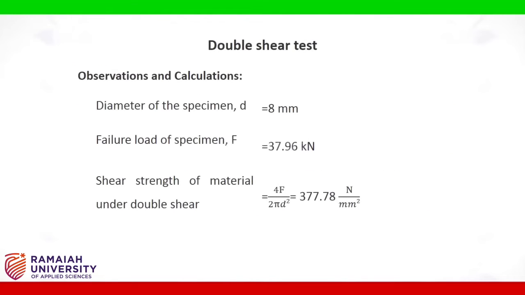Observations and calculations. Diameter of the specimen, D, equals 8 mm. Failure load of specimen, F, equals 37.96 kN. Shear strength of material under double shear equals 4F divided by 2 pi d squared, equals 377.78 Newton per millimeter square. Repeat the experiment for different materials to find their shear strength.